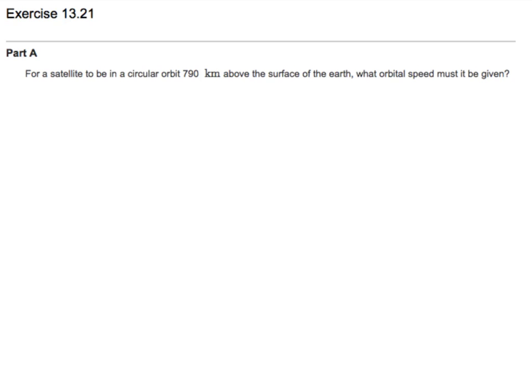Okay, so the last question that we're going to look at is a satellite put in a circular orbit 790 kilometers above the surface of the Earth. And so it's important that we understand what this means here. Here's the satellite. This is the 790 kilometers. So R should be given as the radius of the Earth plus the 790 kilometers. So we have to be careful that we understand that.